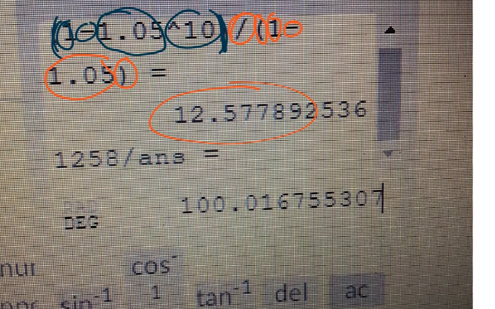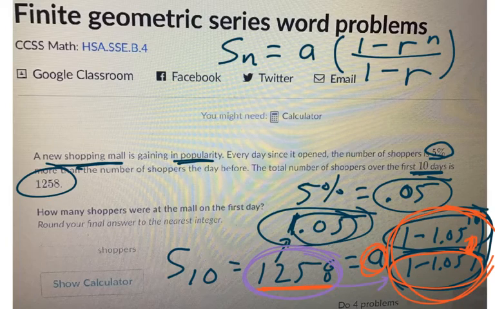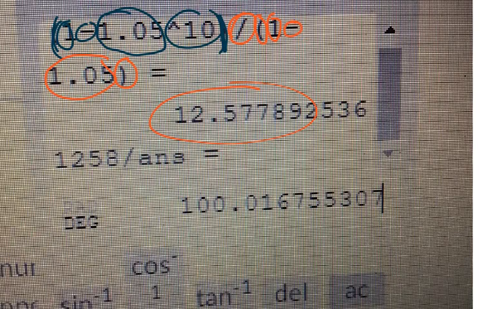That number is 12.577. Now what? Well, if you agree that all of this over here is times A and it equals 1258, all I have to do now, guys, is take 1258 right here and divide by that number, right? So 1258 divided by that answer right there.